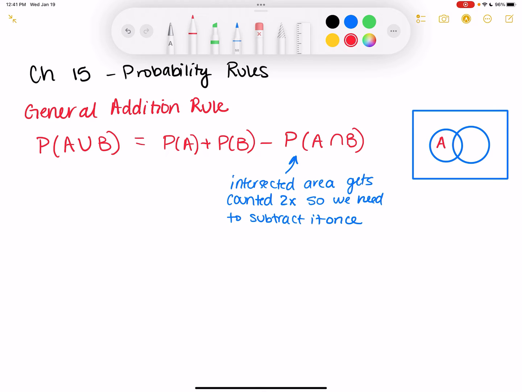So we've got A, B, and then this area in the middle is A intersect B, which because it's overlapping, we would technically be counting that spot twice when we only need to count it once. So that's where we're subtracting it off.